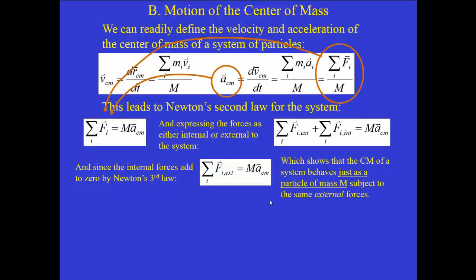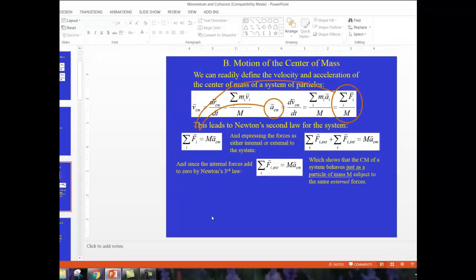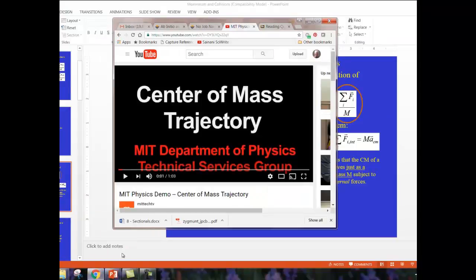And so another way to say this is that the center of mass of a system of many particles behaves just the same way that a particle with the total mass of the system would behave if we were tracking its center of mass position. And so we can illustrate this quite nicely using some examples that are shown in the following video. So take a look at this and I'll stop it and explain what's going on at a couple different points.